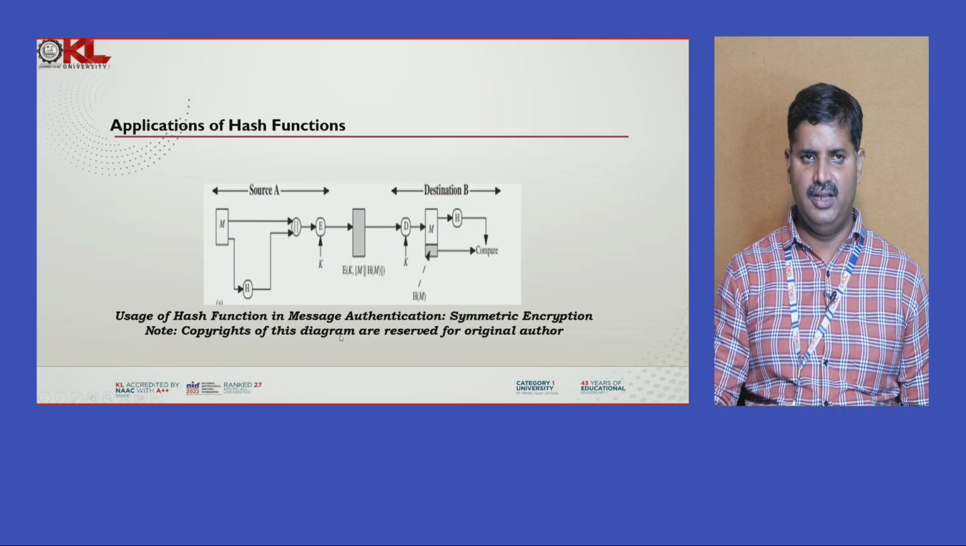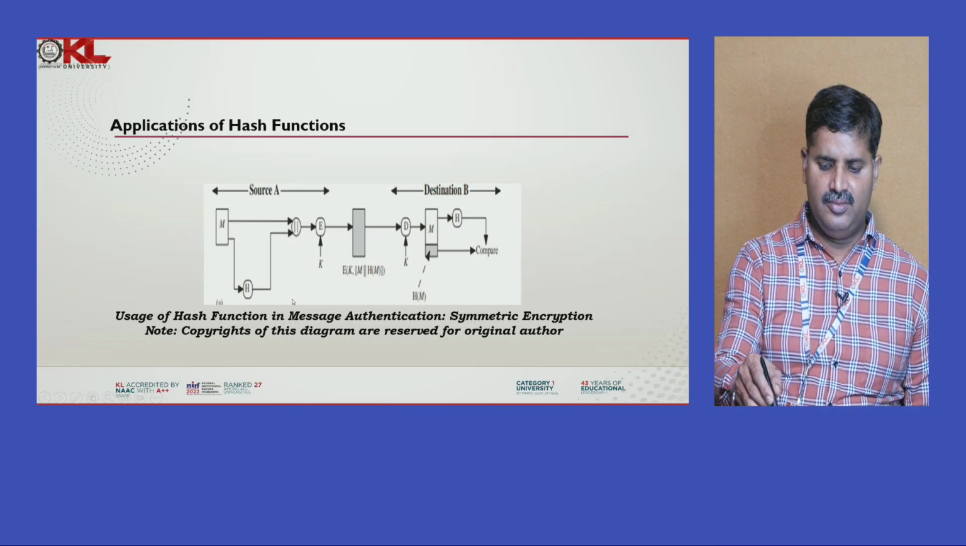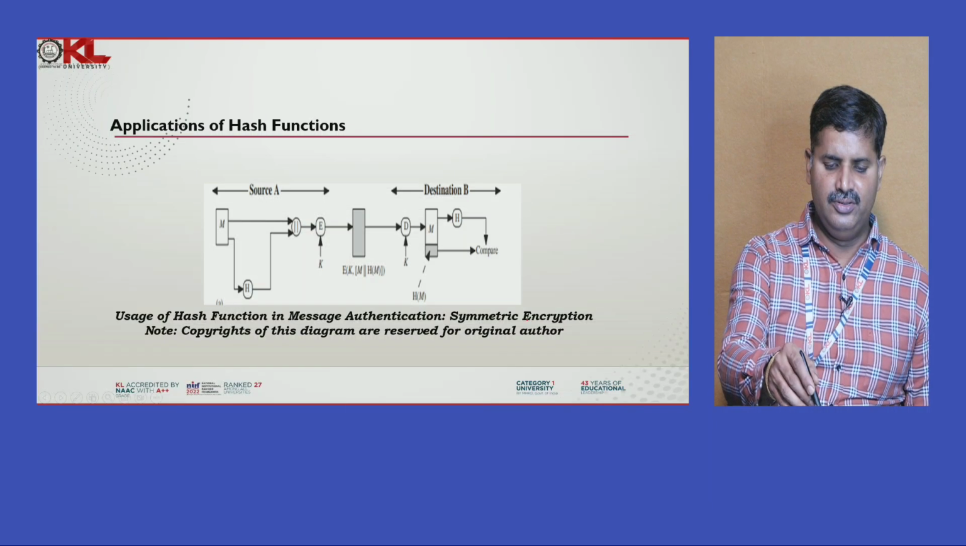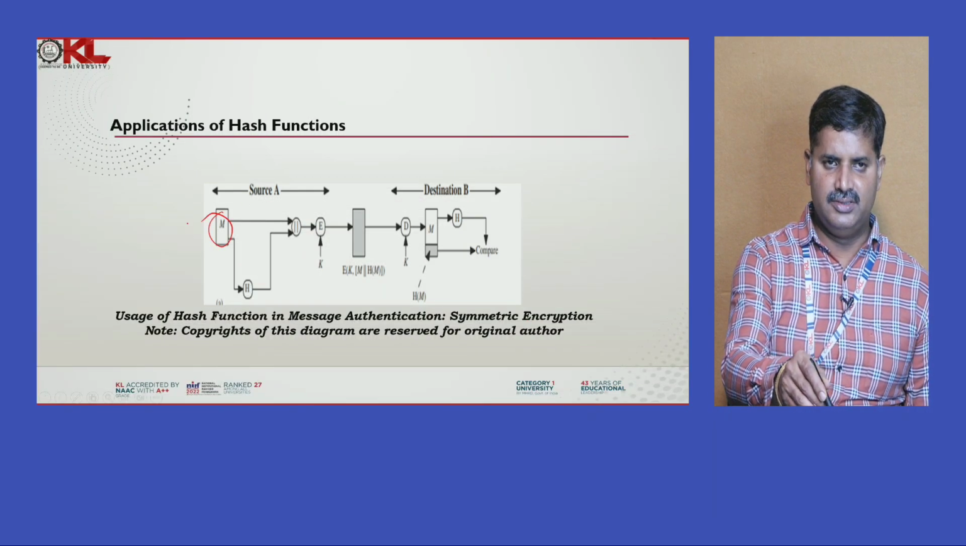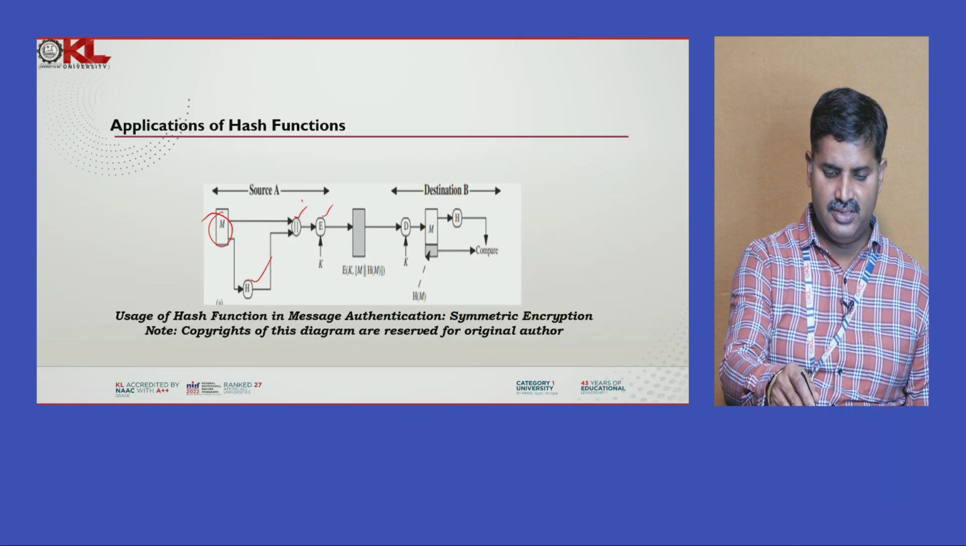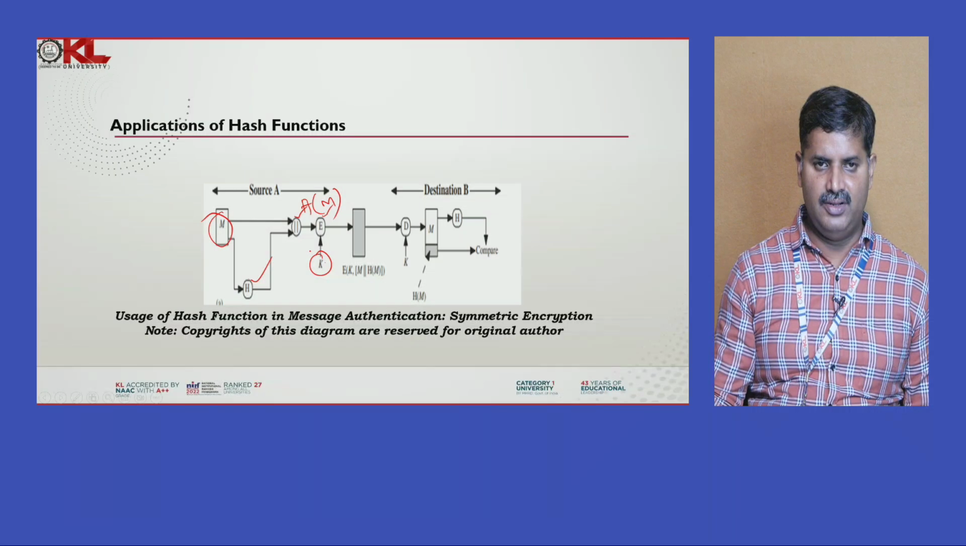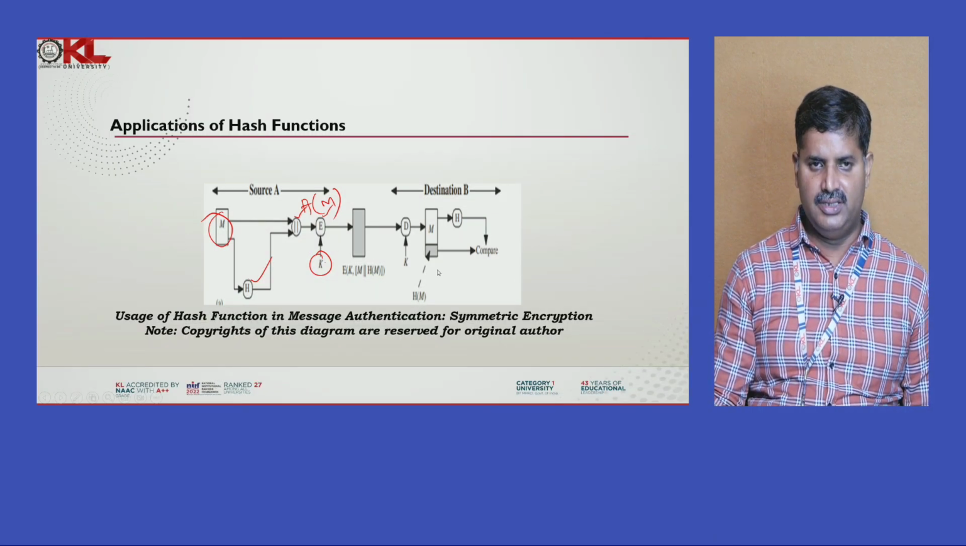This is the description. Coming to the applications of hash functions, this is the usage of hash function in message authentication. Here symmetric encryption is used. Here the source person sends a message to the destination. First, the sender of the message calculates the hash value through this hash function and appends it to the message with some padding characters, and then applies the encryption process on the hashed message with the key. The same key used for the calculation is used at the destination.